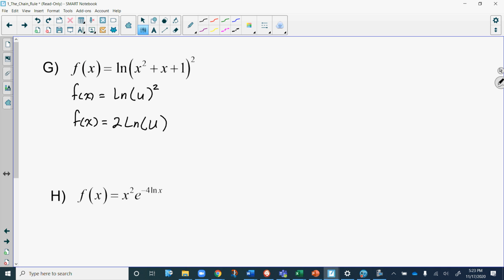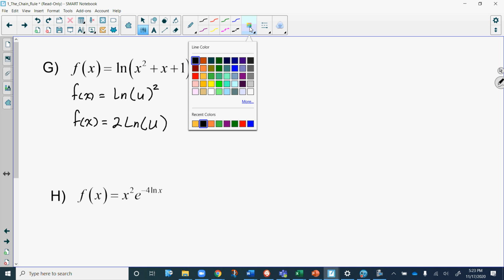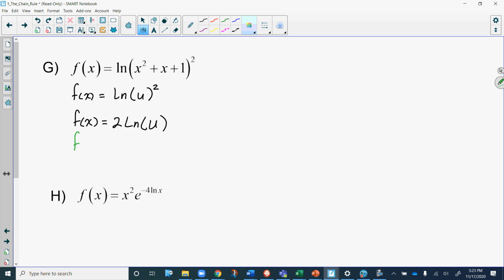Now I'm going to change colors here just to indicate that I'm doing the derivative now. So I'm going to say f prime of x. According to our chain rule, the derivative of the whole thing is going to be 2 over u, according to the log derivative, and the derivative of the inside part is going to be u prime. Or you could write it as 2u prime over u, whichever makes more sense to you.